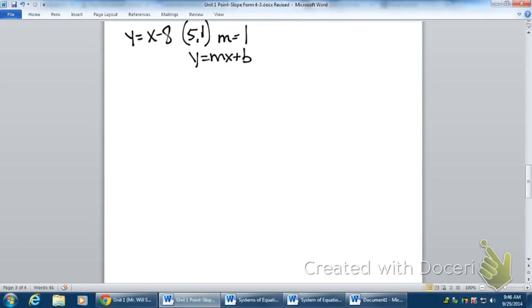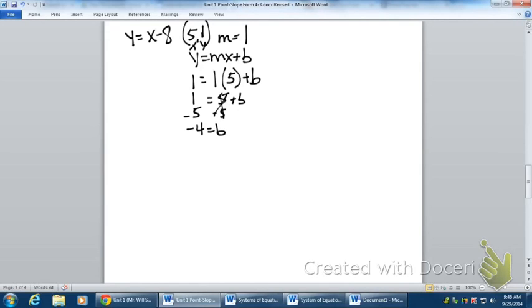So, here's my x and here's my y. My y is 1, my slope is 1, my x value is 5, and we're trying to solve for b. We're trying to find our y-intercept. If you work that out, 5 times 1 is going to give you 5 plus b is equal to 1. Minus 5 from both sides gives me a negative 4 is equal to b.